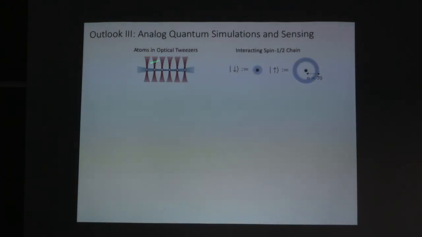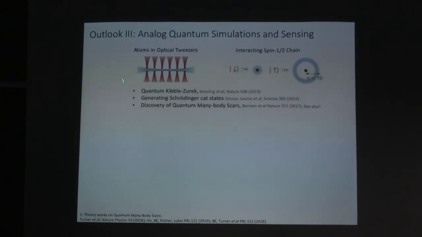Another example is the so-called atom array setup. It's a new experimental platform. The idea is actually very simple. Using the laser, you trap individual atoms in a particular way. And you encode the information, 0-1 or up and down, by whether the electron is orbiting in a ground state or a highly excited state with a large orbital size, the so-called Rydberg state.